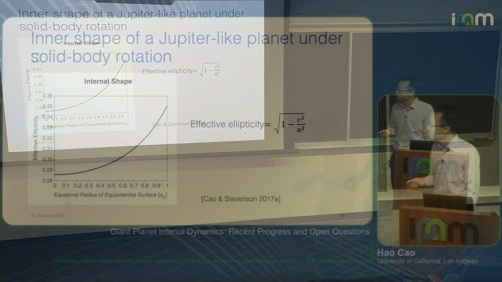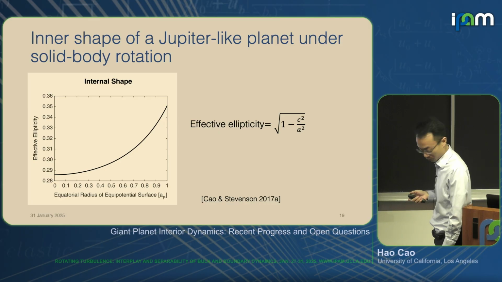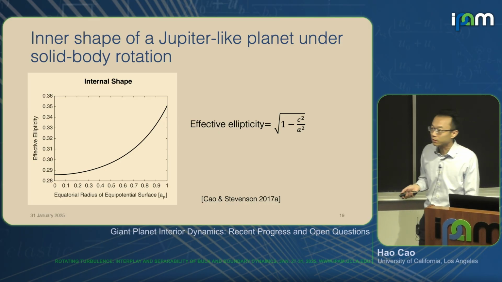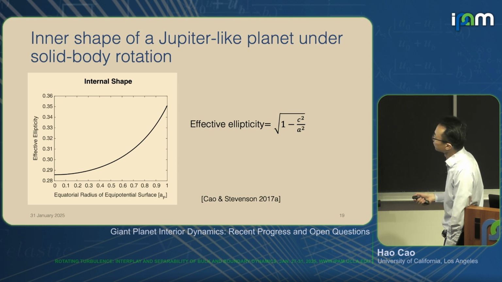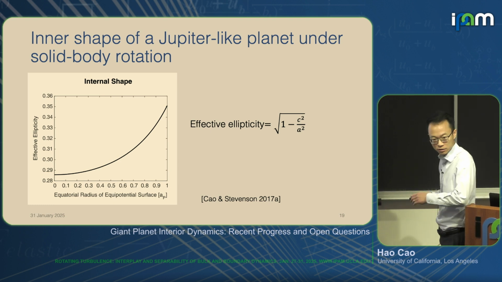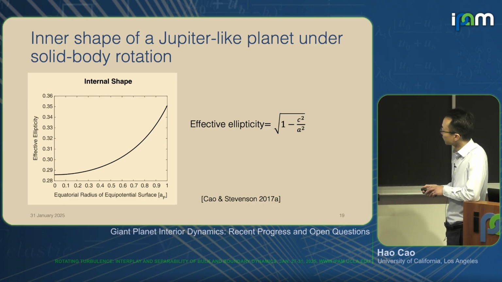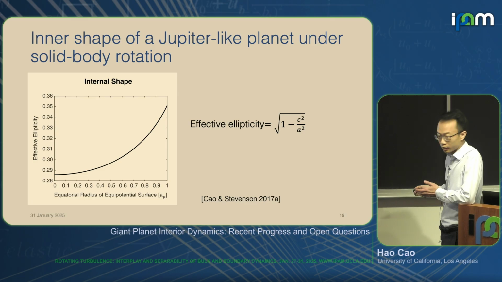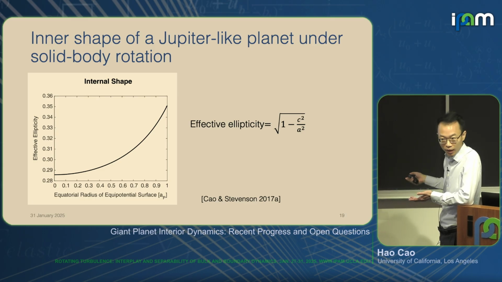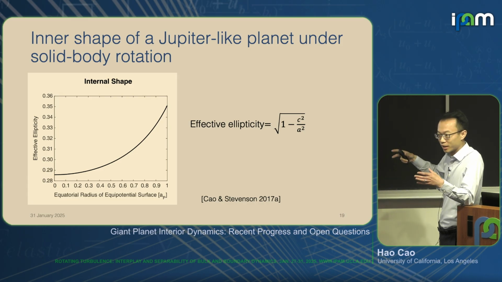Now, from our solution, we can also construct the internal shape of this planet. What's shown here is the so-called effective ellipticity. This just describes how elliptical your planet is. If you have a sphere, you have an ellipticity of 0, with C equal to A. If you have a line, you have an ellipticity of 1. That's the range. You can see that from the surface to the center of these theoretical planets, the ellipticity is decreasing, meaning the planet is getting more and more spherical as you go inside.